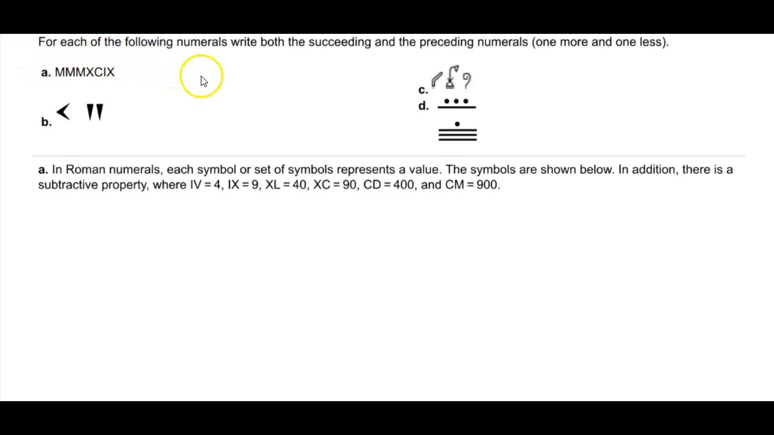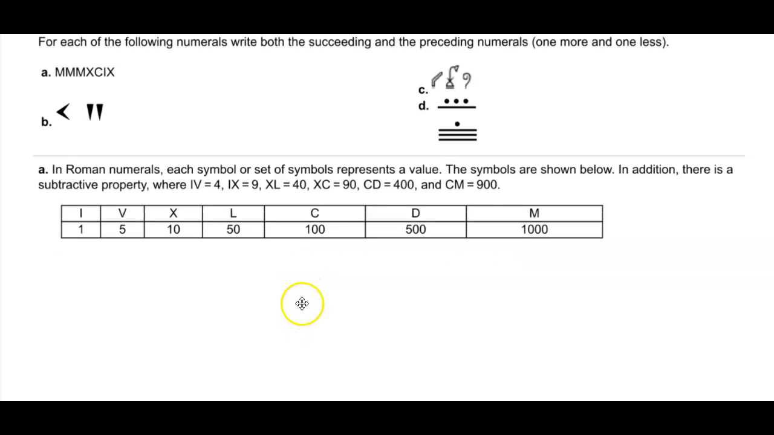For each of the following numerals, write both the succeeding and the preceding numerals, one more and one less. So we have part A, part B, C, and D. For part A, in Roman numerals, each symbol or set of symbols represents a value. The symbols are shown below here.